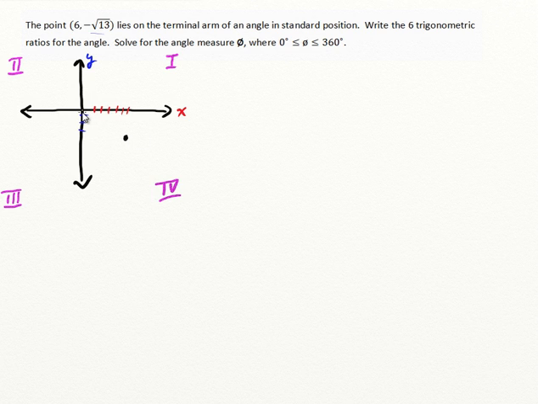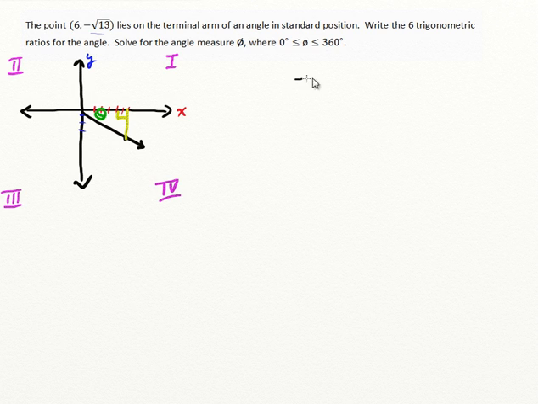Okay, so the terminal arm will be going through that point, and what we're asked to solve is first the trig ratios of the angle and solve for the angle measure theta. So whenever we're given an angle in standard position, the first thing we do is we drop a vertical line to the x-axis, and that gives us our related acute angle theta, which will lie right in there.